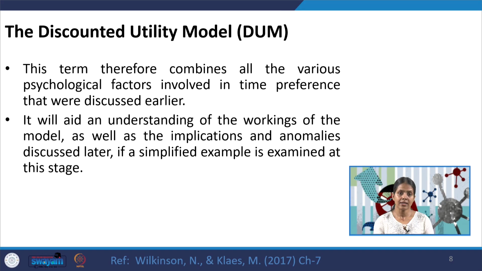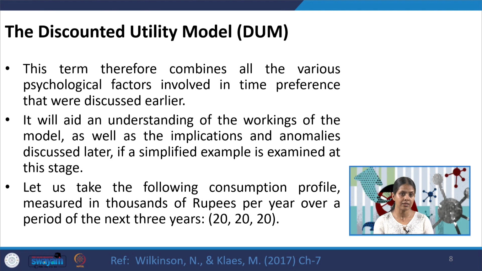It will aid an understanding of the workings of the model, as well as the implications and anomalies discussed later, if a simplified example is examined at this stage. Let us take the following consumption profile, measured in thousands of rupees per year over a period of the next 3 years: 20, 20, 20, which implies that every year you are going to spend 20,000.